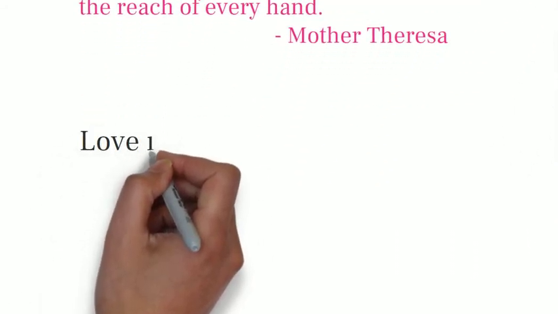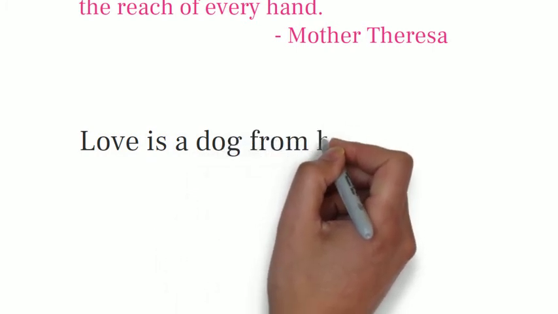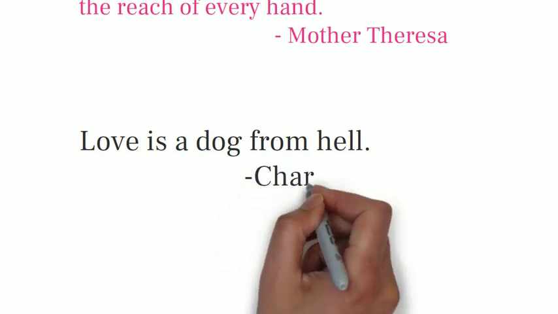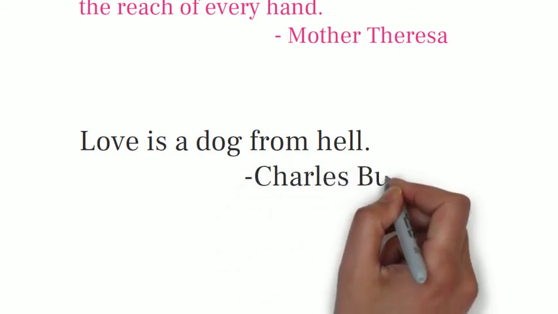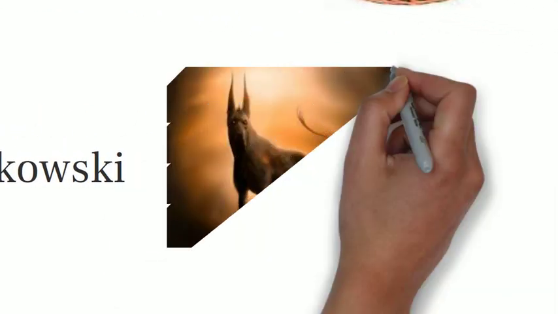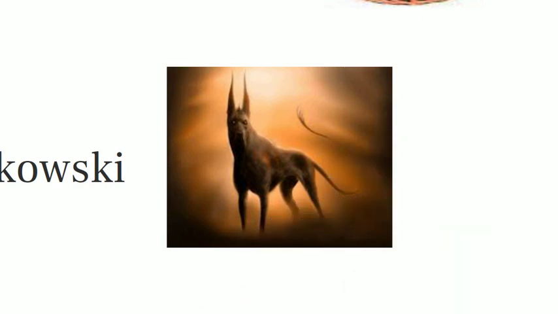Another metaphor on love. Love is a dog from hell, said by Charles Bukowski. For those who have bitter experiences, love is the dog from hell. So love is heavenly to some, but for some it's like dog from hell. Yeah, that's how he perceived love. So that's about metaphors. Hope you have understood it.